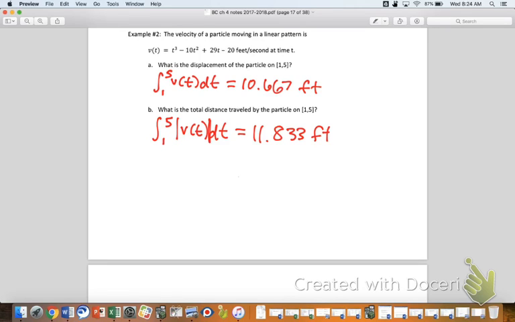So the fact that the total distance traveled and the displacement are two different numbers, what does that imply? It's going backwards at some point, right? It turned around somewhere in there. That's why they're different. If they were the same number, then that means it never turned around, right? The displacement and total distance traveled would be the same. They never turned around. Just kept on going. Okay. Before we leave that, any questions?